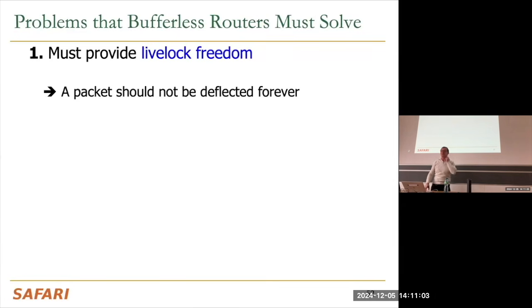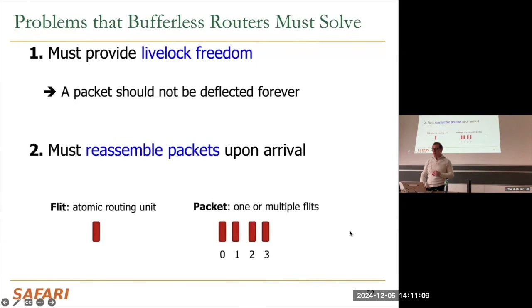So let's take a look at these problems. Essentially, we must provide live lock freedom, right? A packet should not be deflected forever, if you think about it. And you must reassemble packets on arrival. Essentially, you have a bunch of packets, and they arrive at a destination node, and they need to reassemble in some order.